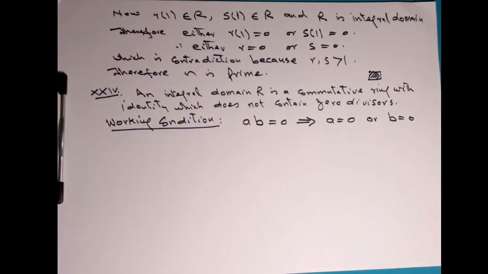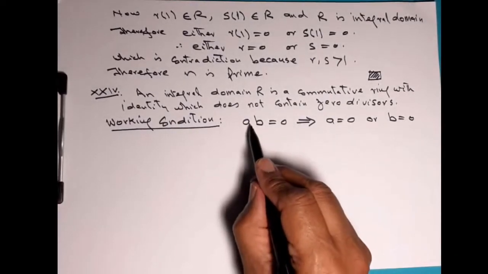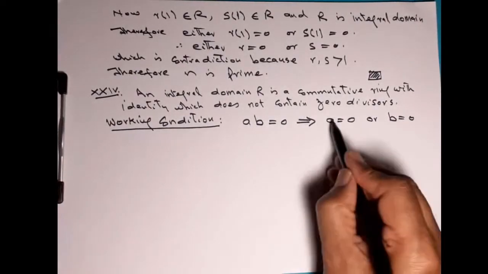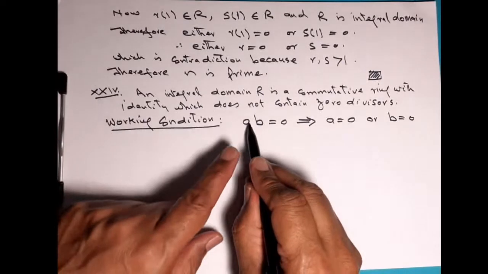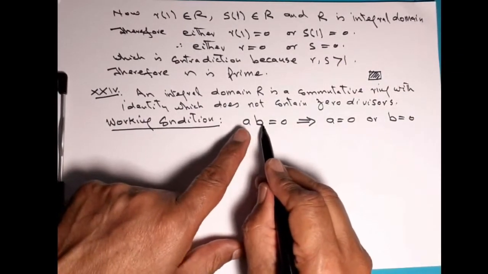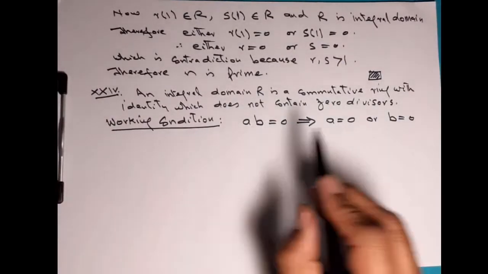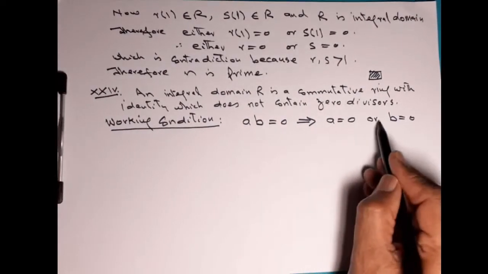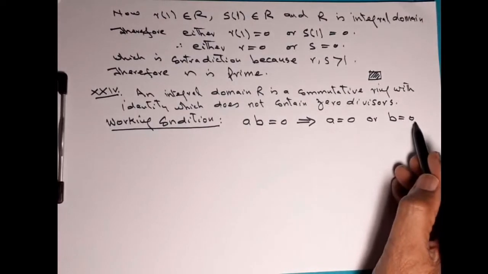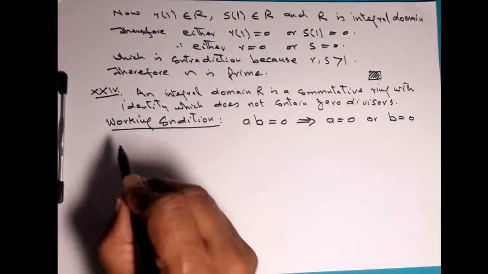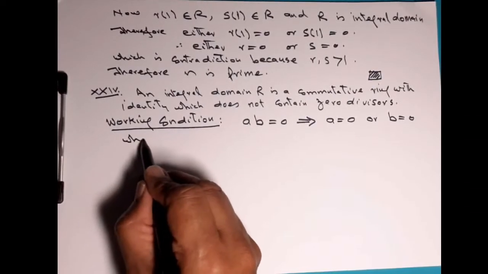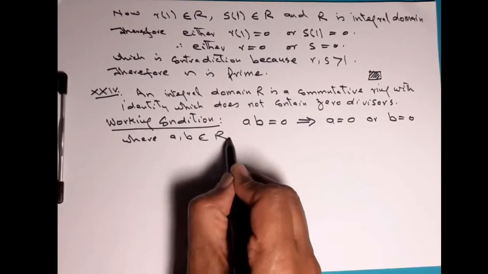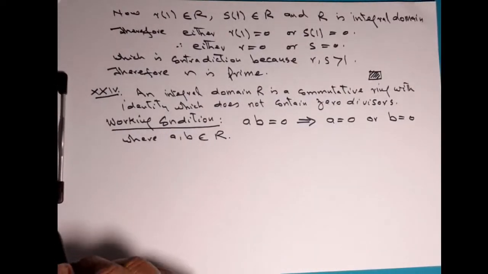If R is an integral domain and we find that the product of two elements is equal to 0, then either of them must be equal to 0, because both cannot be nonzero at the same time. So the working condition is: AB is equal to 0 implies that A is equal to 0 or B is equal to 0, where A, B belong to R. So let me say it again.